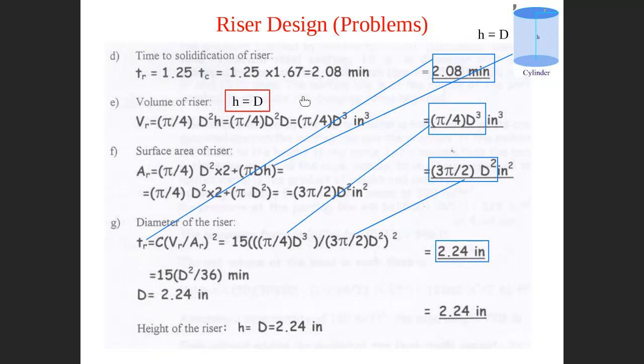If you would like 150%, then you make it 150%. If you make 150%, you get more time, then solidification time will be higher. When you apply here, you get a bigger riser. Definitely dimension will be bigger. Then if you need 150% or you need 50% longer, then definitely dimension of the riser will be bigger to satisfy this kind of condition.